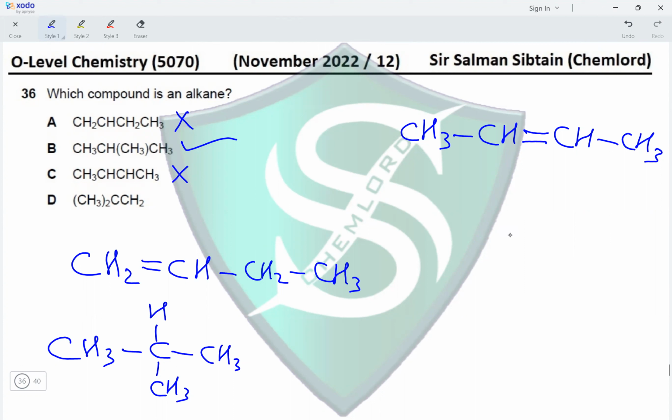And option D, we have a carbon with two CH3 groups present and a CH2. CH2 makes this carbon have a double bond with the neighboring carbon atom. So this is also an alkene. So A, C, and D are alkenes. B is the only one that is an alkane, making B the correct option for this question.